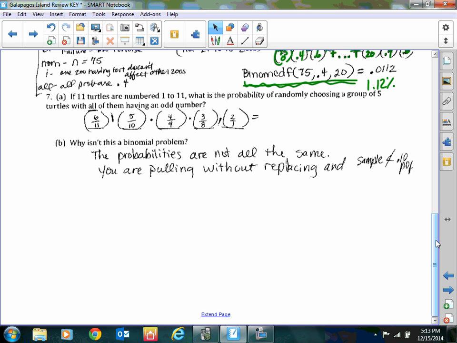I went over 7 in class. They're not independent because there's only 11 items, and in order to have all of them odd numbered, you're going down in value. At first, there were 6 out of 11. You choose a turtle and you hold it back. Then there's 5 odds out of 10. You choose a turtle and you hold it back. Then there's 4 out of the 9 remaining turtles that are odd, and so on. This is not binomial because the probabilities are not independent. The probability from one to the other is changing. Therefore, they are not independent.